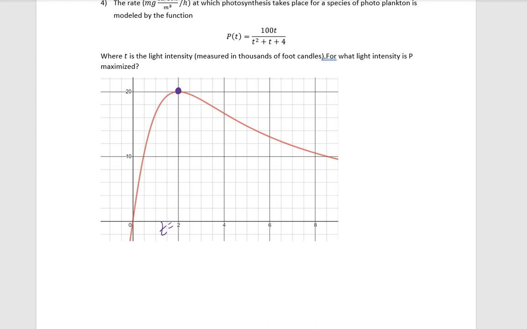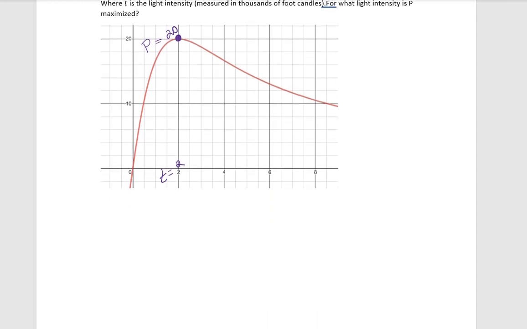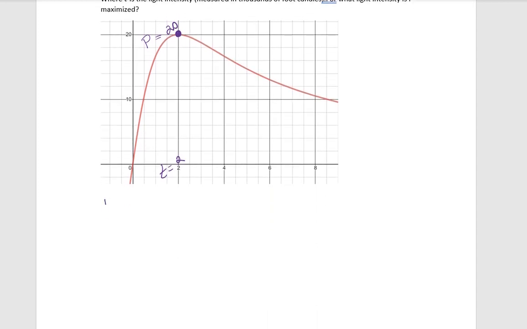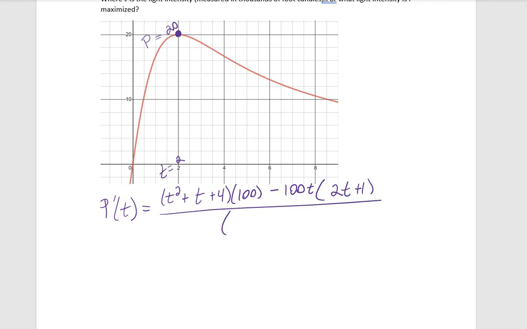And then we will get a photosynthesis of 20. So T equals 2, P looks like it equals 20. But how do we prove that that's actually the right answer? So, again, anytime you're asked to maximize something, you want to take the derivative. So P prime of T is going to be the bottom times the derivative of the top minus the top times the derivative of the bottom, all over the bottom squared.